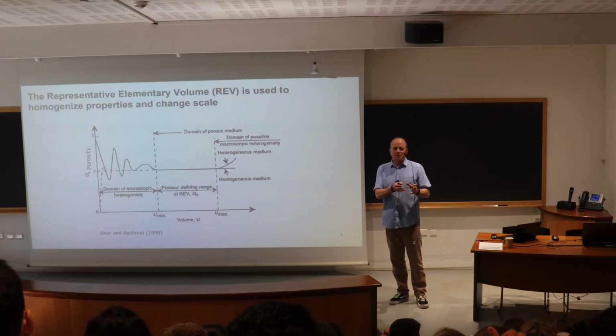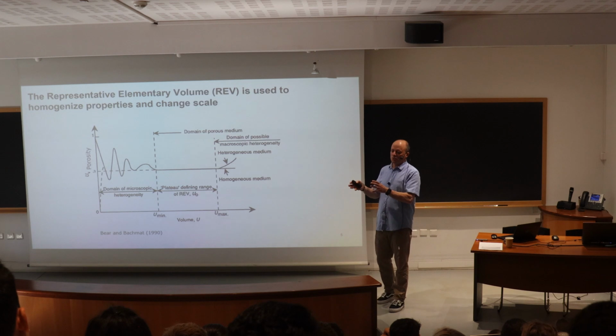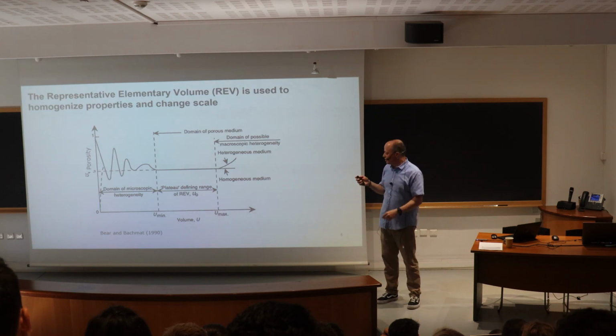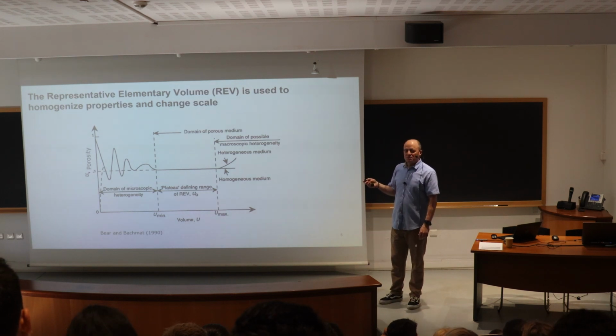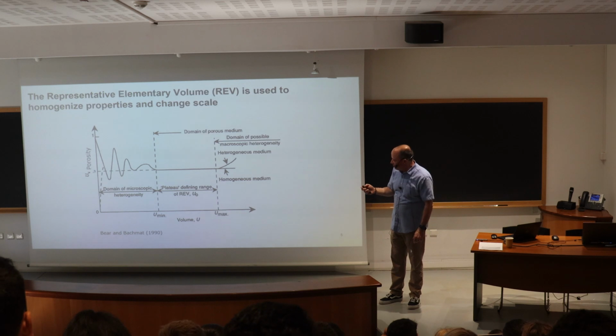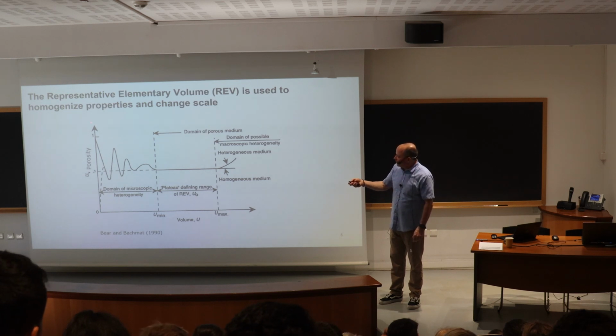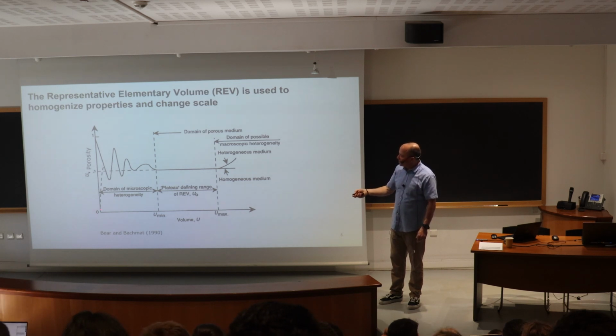and that's what we use to go from a discontinuous system to a continuous or continuum approach. Again, that's something you might have seen before. This is from Bear and Bachmat, where we have here the typical property is porosity on the vertical axis, and this is the size of measurement or of observation.